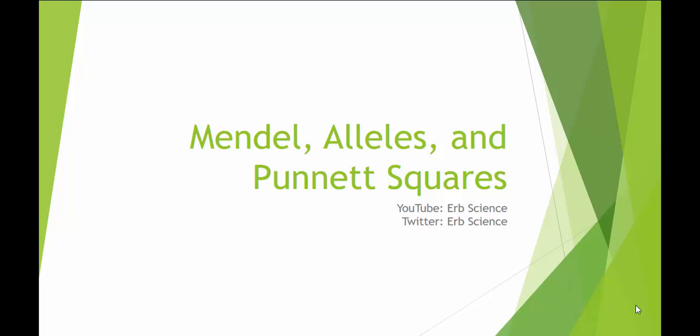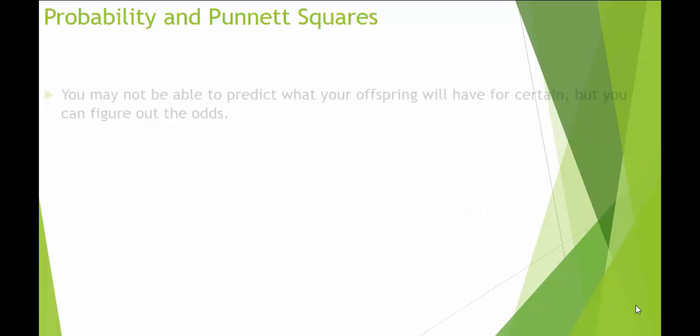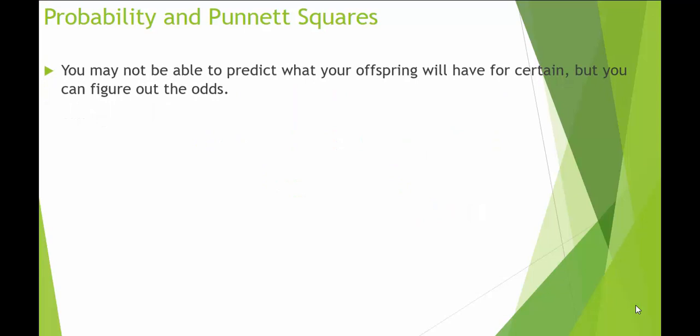Mendel, alleles, and Punnett squares. Probability in Punnett squares. You may not be able to predict what your offspring will have for certain, but you can figure out the odds.